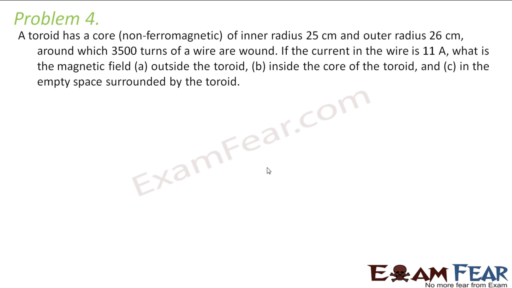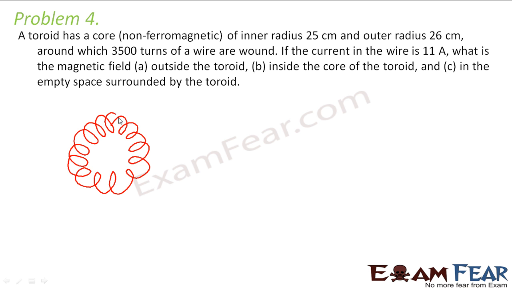It says that a toroid has a core non-ferromagnetic of inner radius 25 centimeters and outer radius 26 centimeters. So let us first draw the toroid. Let us suppose this is the toroid. The inner radius and the outer radius of the toroid are given. So this is the inner radius and this is the outer radius. Let us call this R1 and this R2. If the current in the wire is 11 amperes, what is the magnetic field outside the toroid?